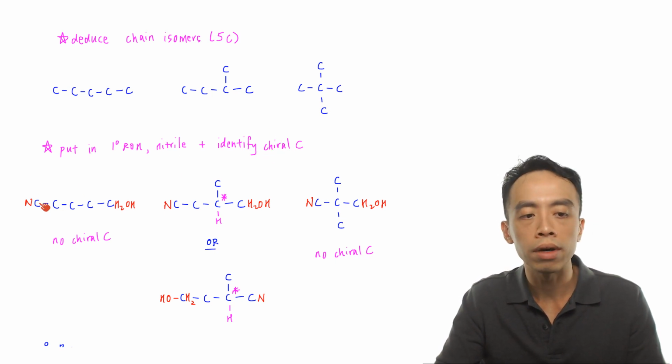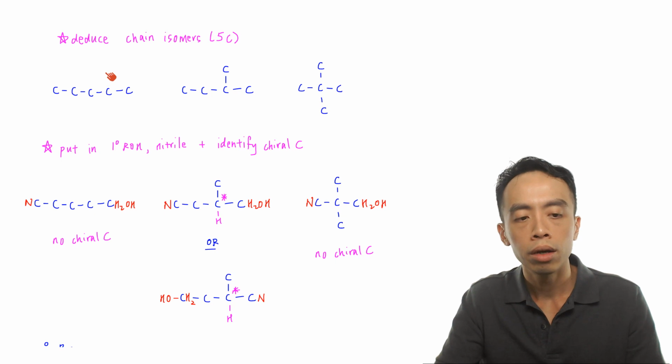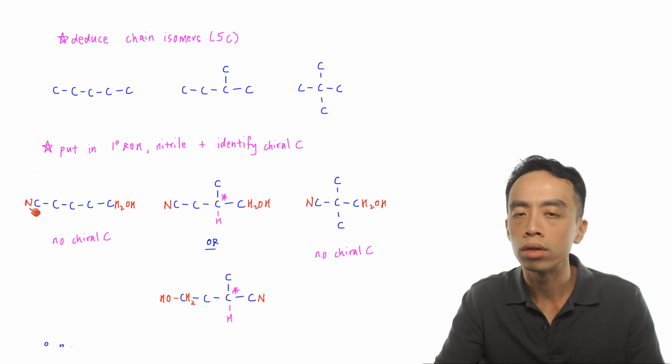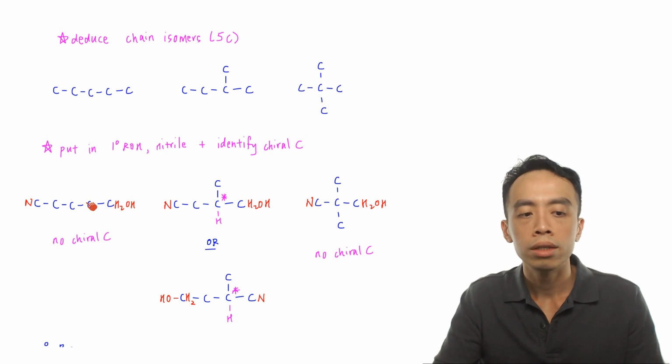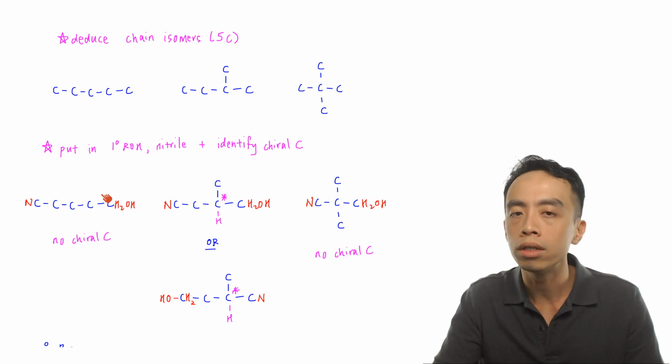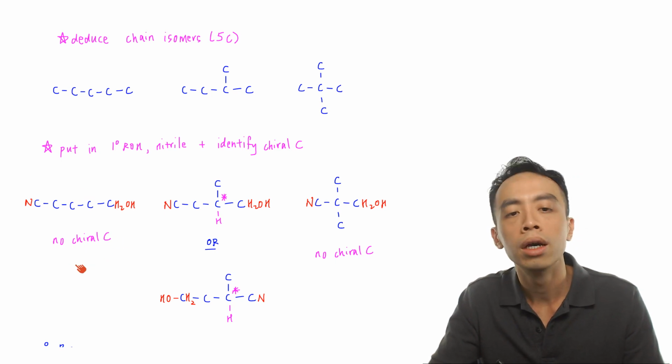Now for n equals 5, that means in this carbon chain, I can put the nitrile on the terminal position and a primary alcohol on the terminal position. You notice there's no chiral carbon. So this one is not possible. We can eliminate this possibility and this chain isomer.